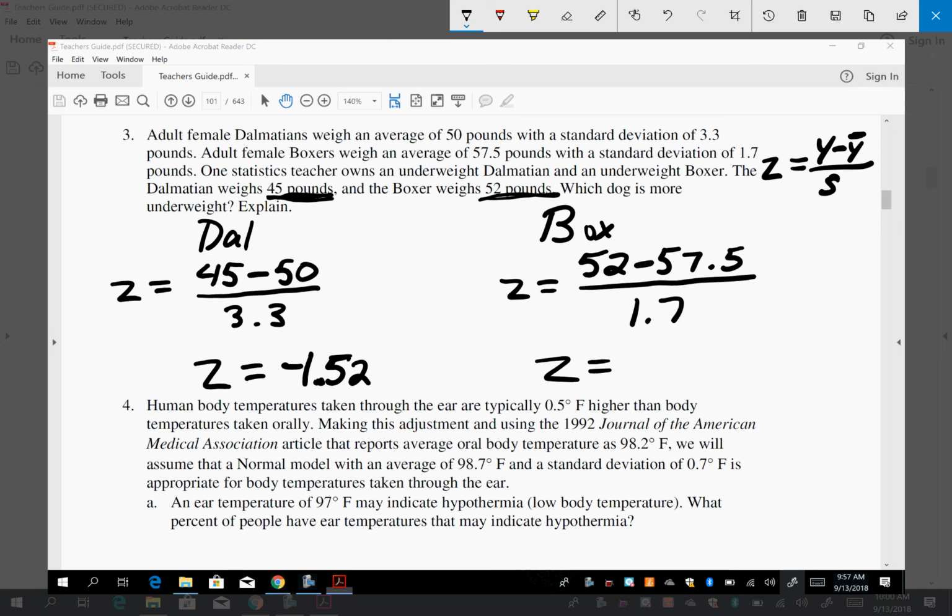Did everybody finally get that? Okay, cool. What about for the boxer? Negative 3.24.